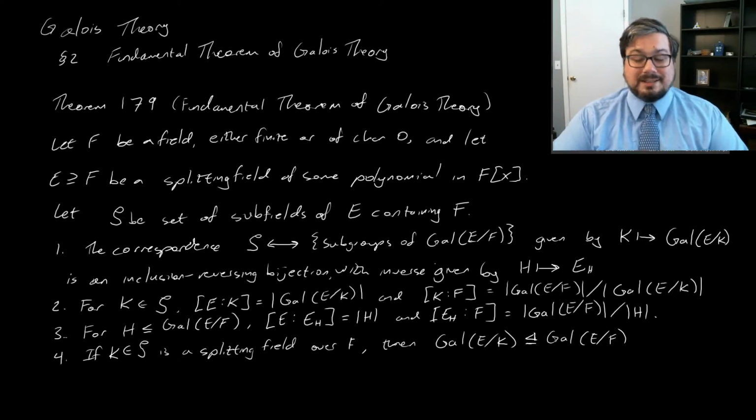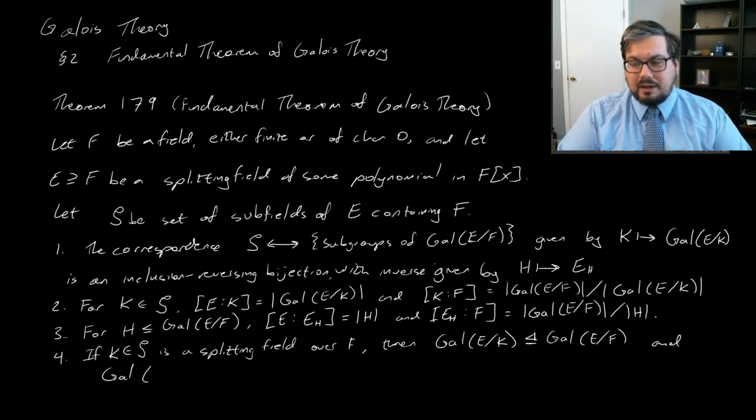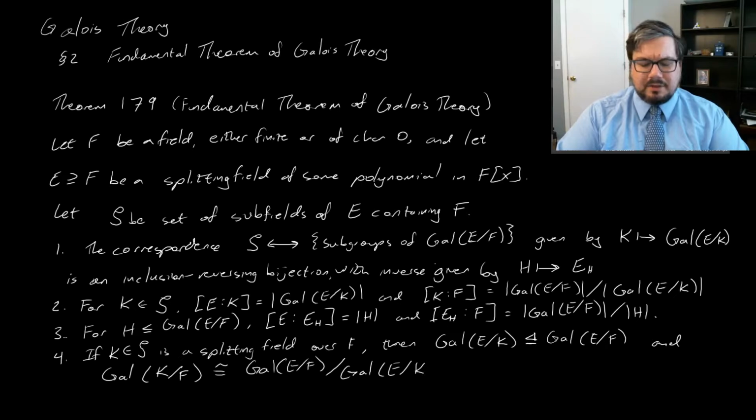Galois group of E over K is a normal subgroup of the Galois group of E over F, and the Galois group of K over F is isomorphic to the Galois group of E over F modulo the Galois group of E over K.